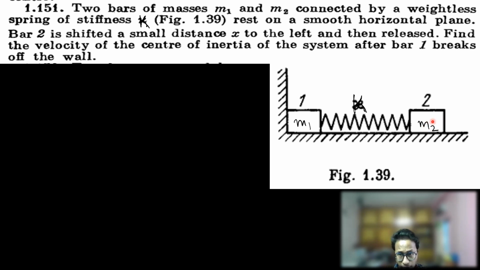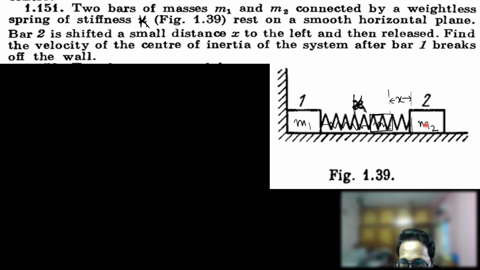Now this M2 is being compressed by distance x. That means this M2 is being pushed by distance x. So when it is being pushed by distance x, the new position of the block M2 would be this one, and it would be connected by the same spring or same spring constant. Now the question is asking, when the mass M2 is released from this point, what will happen?